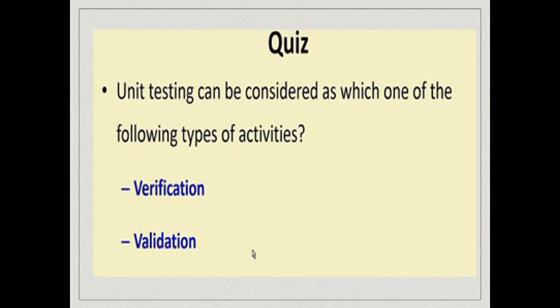The answer is that it is a verification activity. Unit testing is a verification activity because by definition validation is checking the fully developed software against its requirements. In unit testing we do not do that; we just take out a small unit and test it against its functional requirements. So unit testing is not validation testing, it is verification testing.